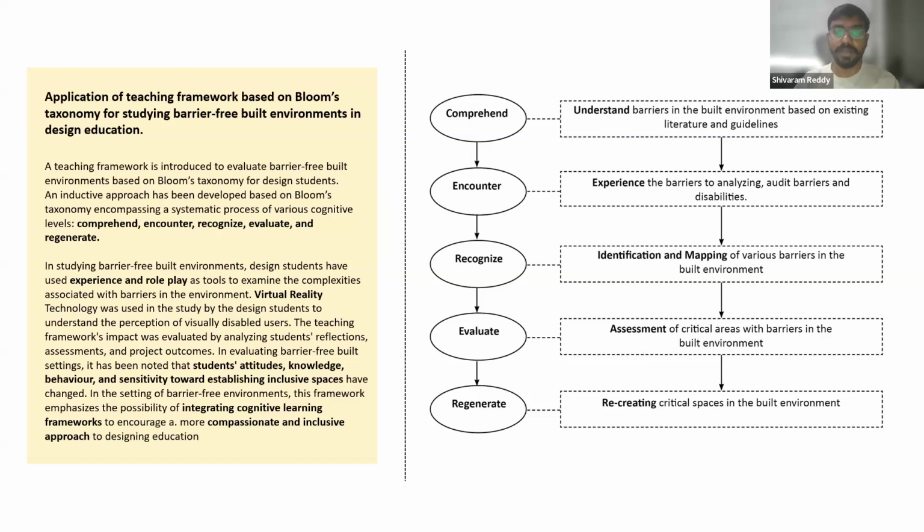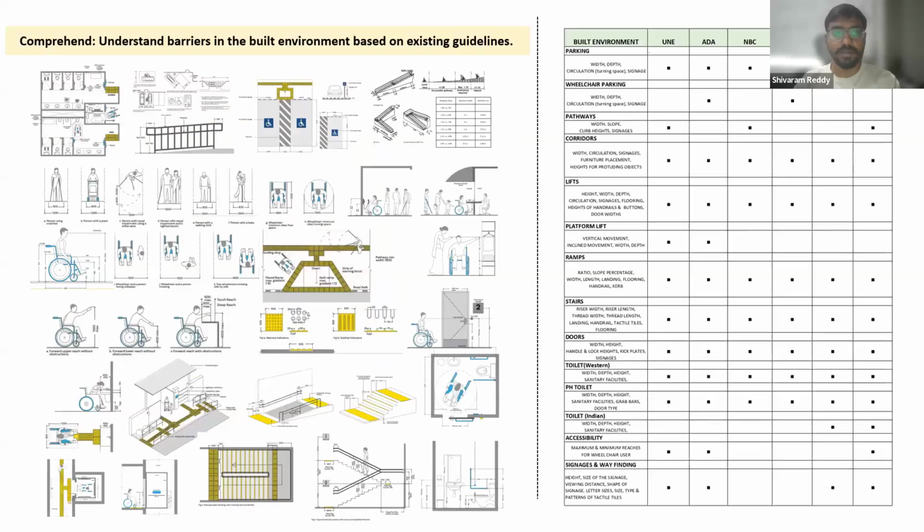So we have tried to implement this framework at Woxsen University. I just wanted to show you a glimpse of how we have tried using various tools and techniques. So the first stage, like we talked about, is understanding what is there, the comprehend part, wherein the existing bylaws or the policies, institutional policies that we have. So we try to study the United Nations Enable, the Americans with Disabilities Act, National Building Code, Neufert standards, or UNICEF and CPWD standards and guidelines.